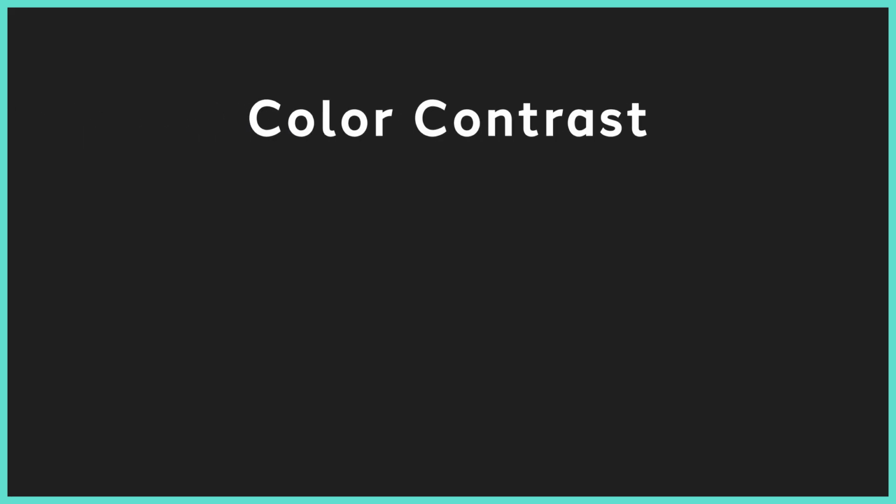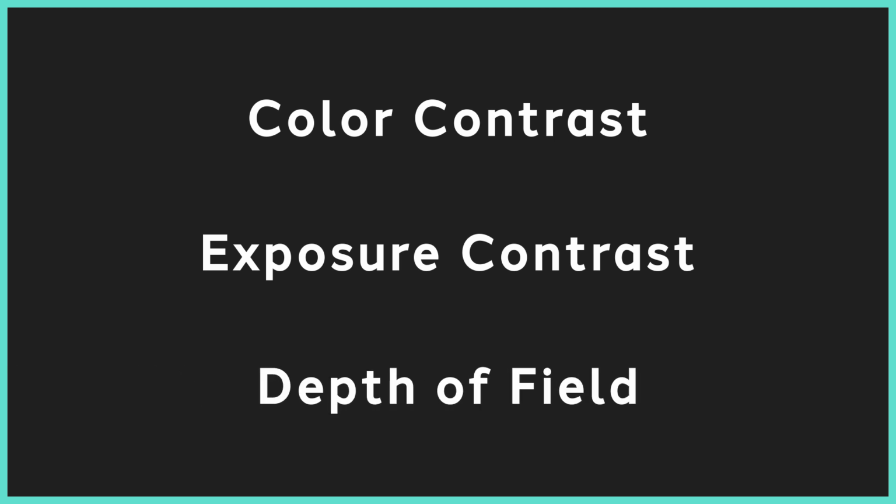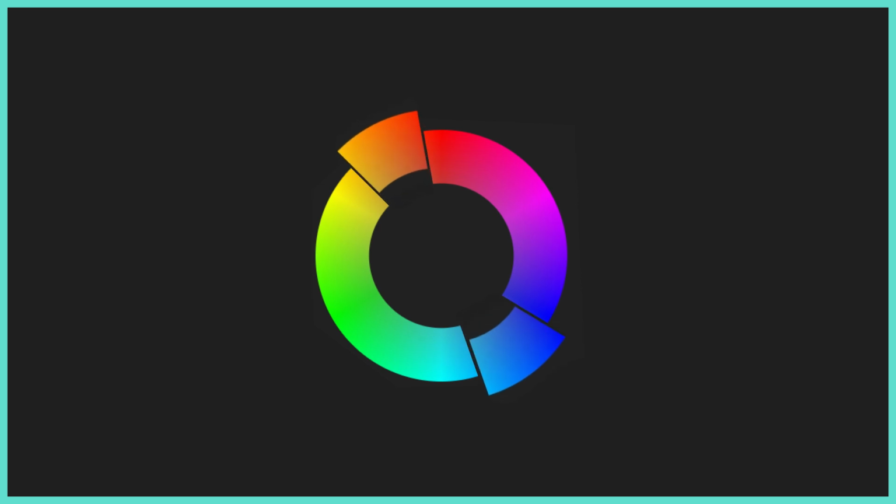So the main three things that we can do are color contrast, exposure contrast, and depth of field. With color contrast, we want the background to be a different color from our subject. If your subject is wearing a blue shirt or something close to the same hue, color, saturation of the background, they may blend in with it. If you do something on the opposite color scale, that will help your subject pop out more from the background.